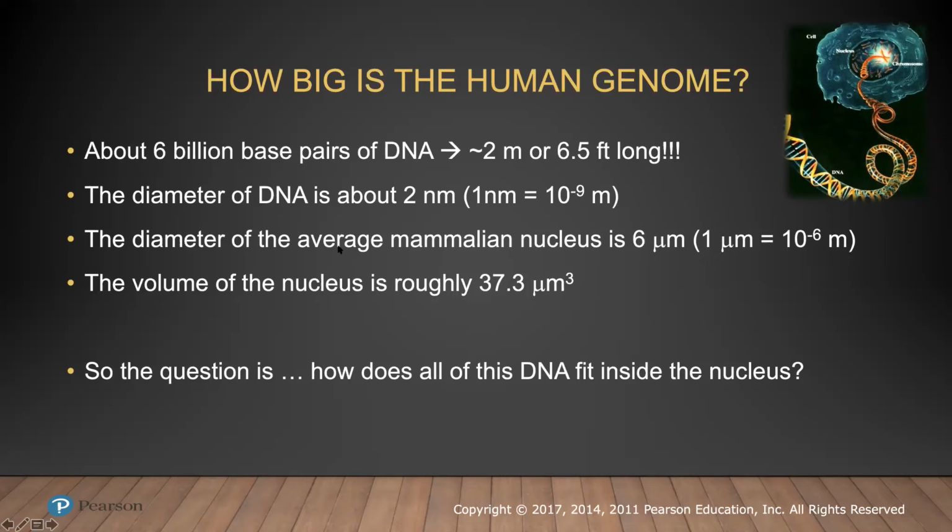But if we look at the diameter of the average nucleus inside of a mammalian cell, it's about 6 micrometers. So a micrometer is a little bit bigger, as you can see, than a nanometer, but still very small. And I calculated here for you the volume, if we assumed that the nucleus was a sphere: the volume of that nucleus is about 37.3 micrometers cubed. All right, so it's really tiny. And if we've got this string that is 6.5 feet long, how on earth are we fitting that inside of this teeny tiny little nucleus?